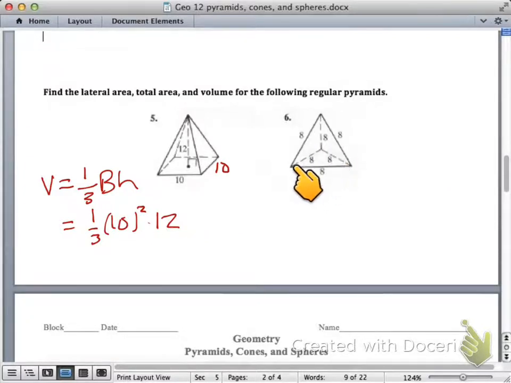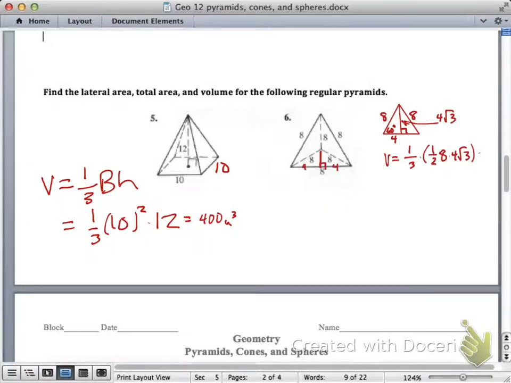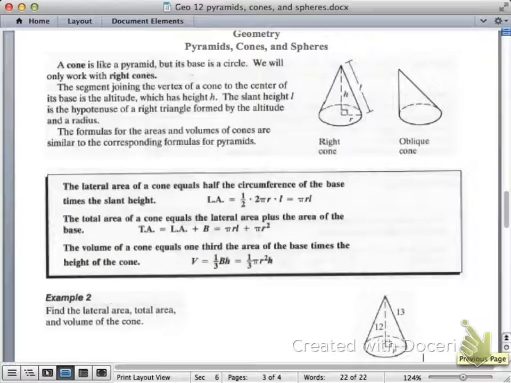Now this one here, this is an equilateral triangle on the bottom of it. So we have to find the area of this equilateral triangle, which means we got to find not the height of the pyramid here, but the height of this triangle. The height is going to be 4 square root of 3. That's the key difference.